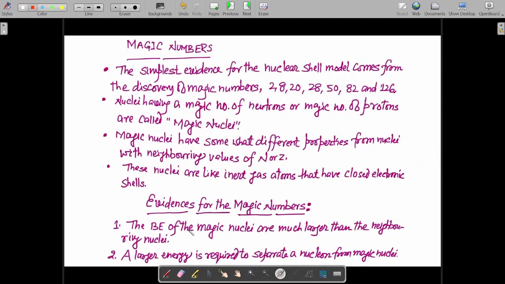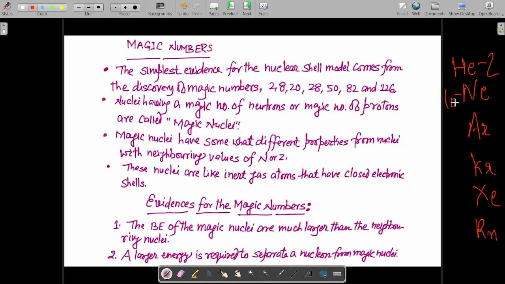What do we have in case of inert gas atoms? Inert gas atoms are helium, neon, argon, krypton, xenon and radon. In helium we have 2 electrons. In neon we have 10 electrons. In argon we have 18 electrons. In krypton we have 36 electrons. In xenon we have 54 electrons. And in radon we have 86 electrons.